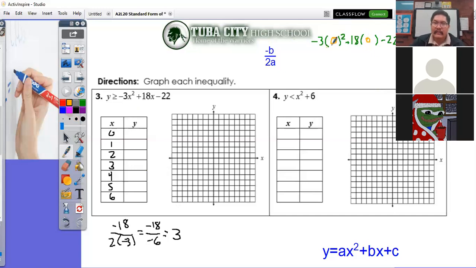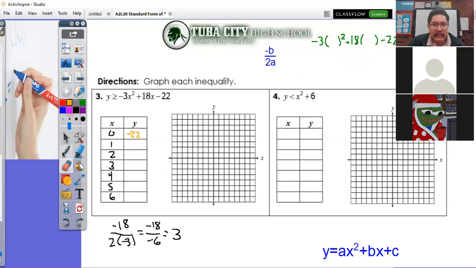So 0 squared is 0 times -3 is still 0. 18 times 0 is 0. So these two are going to be 0. So 0 plus 0 minus 22. Well, it's going to be -22. So like I said, some of these are going to be off the visible parts of the graph. There we go. Now on to the next one.